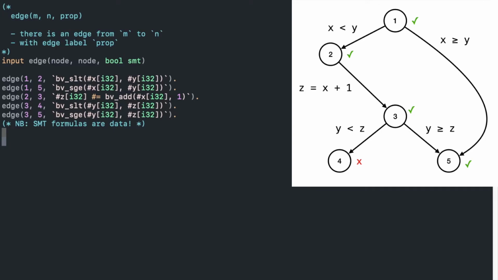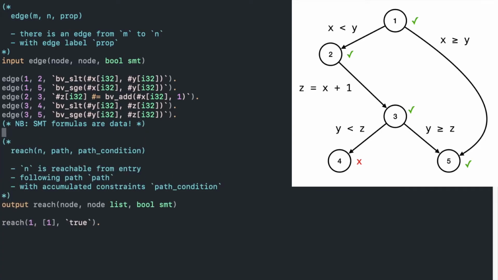Okay, so now that we have our graph representation, we can define the actual reachability analysis, and we'll do that by defining a relation reach, which says that some node is reachable following a path from the entry point with some path condition, which is the accumulated constraints along that path. And we can define the base case for our reachability analysis that just says that the entry point 1 is reachable with a path consisting of itself and with the path condition true.